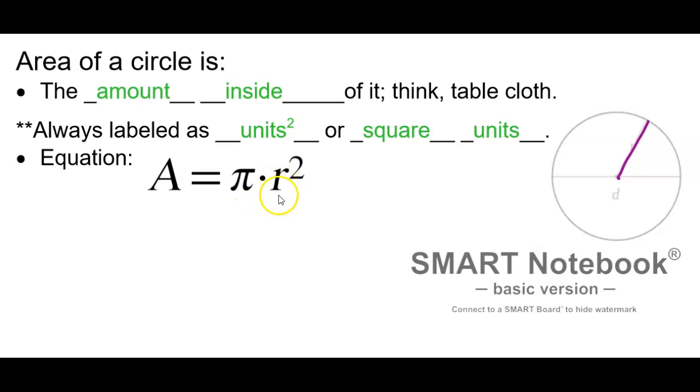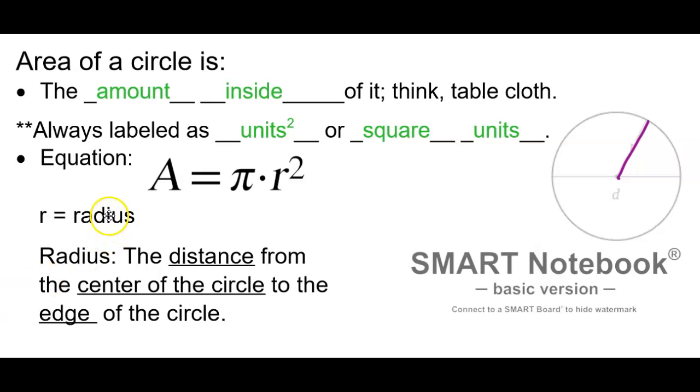But what does this r mean? What part of the circle is r? R means our radius, and our radius is super important. It is the distance, this purple line, from the center of the circle to the edge of the circle. I need to know that distance when I'm using the area equation. It is also half of the diameter.